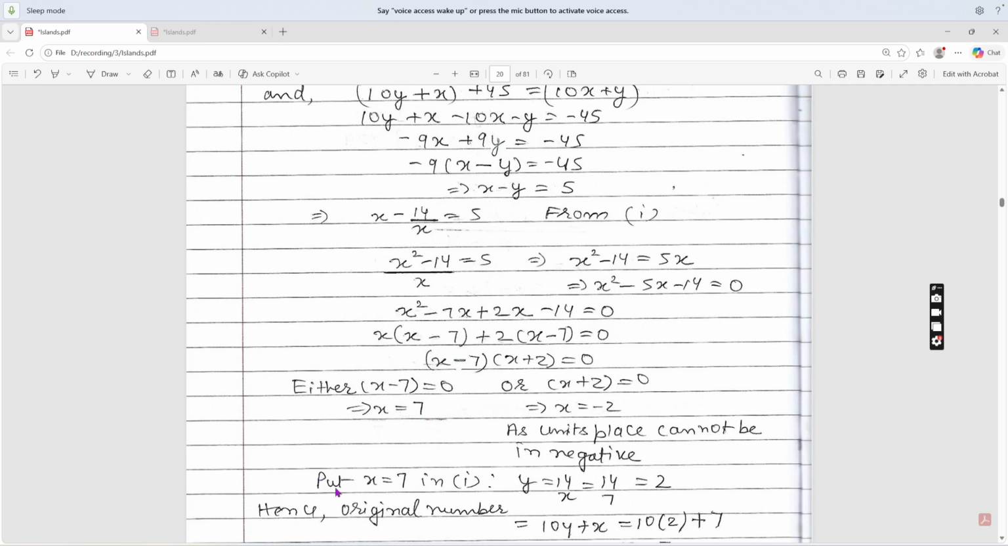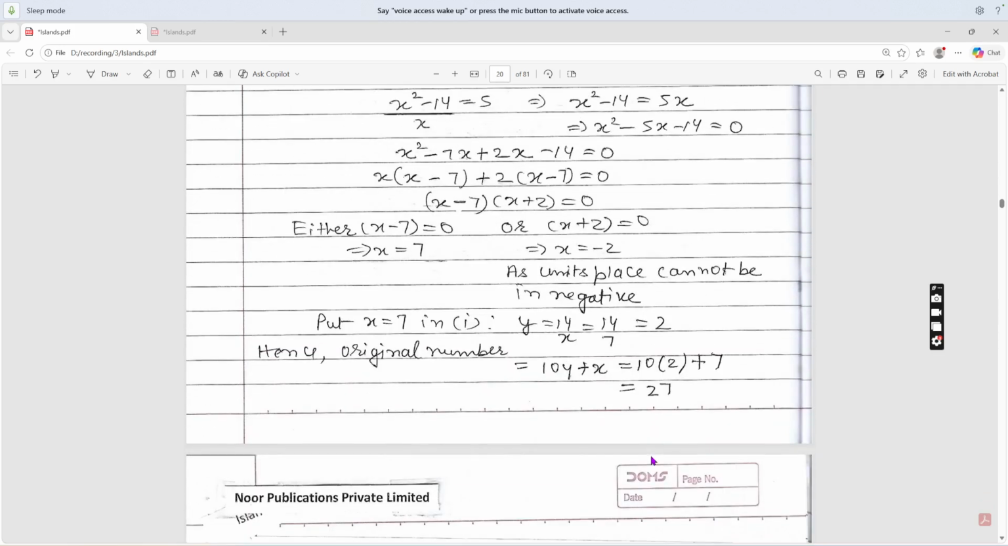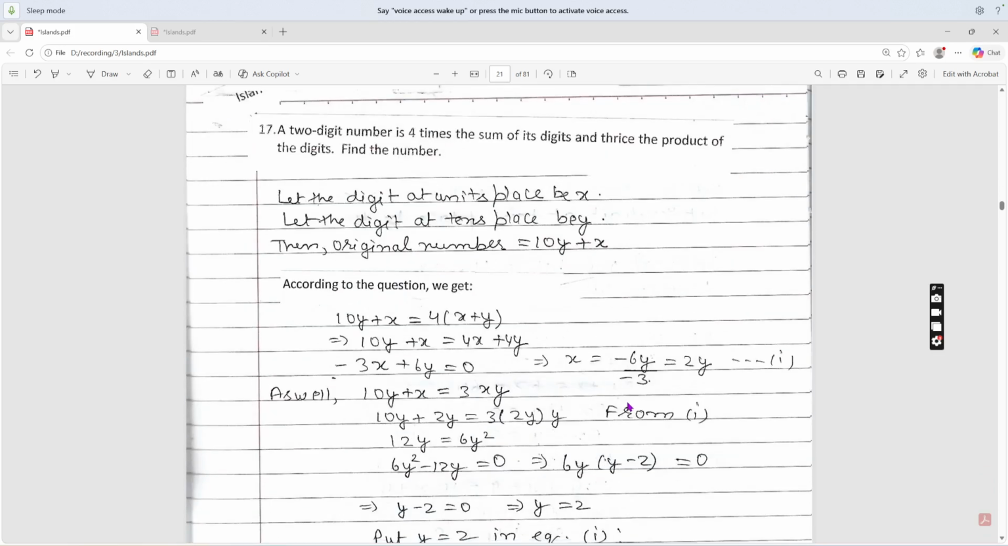That is justified. So put x is equal to 7 in equation 1. What is equation 1? y is equal to 14 upon x, means 14 upon 7, because x is 7. So y is equal to 2. So hence the original number would be 10y plus x, that we know very well. So instead of y, we put 2, instead of x, we put 7. So 10 into 2, 20 plus 7, that is 27. Answer is done. Okay, next.